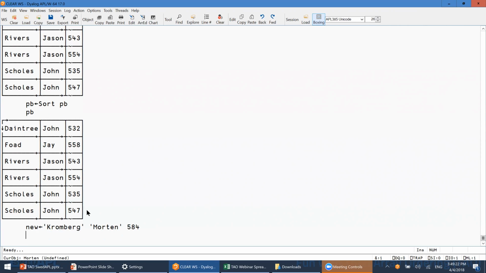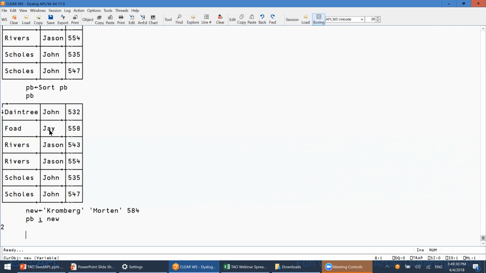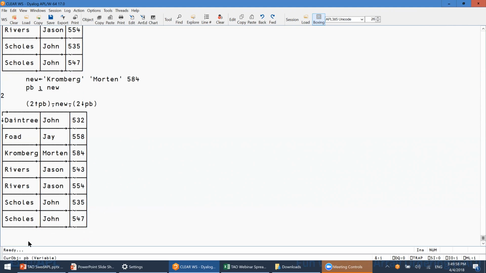So instead we can take the phone book and ask APL with interval index, where does it fit in? It says it fits into the second interval. So this is the 0th, comes before the first entry, then the first and the second. K comes between F and R. That's where it fits in. And so we can insert it like this. We take the first two records, insert the new one, and then insert the rest of the records. So now we didn't resort, but we still have it in sorted order.